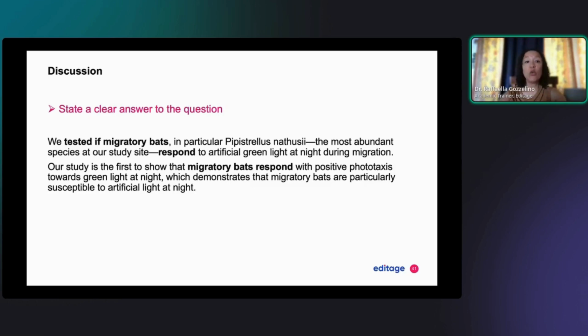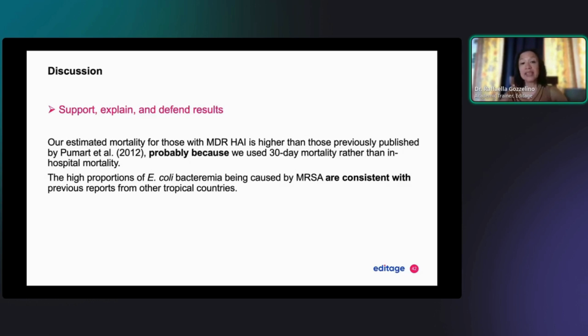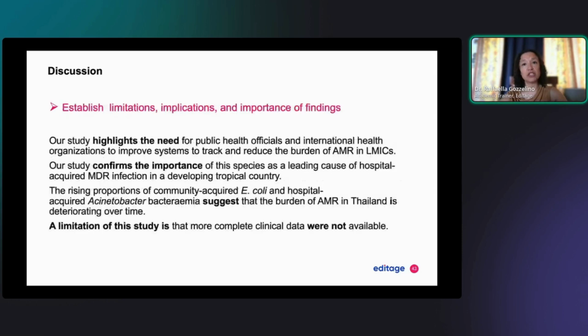For instance, we tested if migratory bats, etc., respond to artificial green light at night during migration. Or our study is the first to show that migratory bats respond, etc. So you state it, it's clear. But you also give support and explanation to defend those results. Our estimated mortality is higher than... probably because... or the high proportion of E. coli bacteremia, etc., is consistent with... So you explain, and you really make an argument to defend the data.